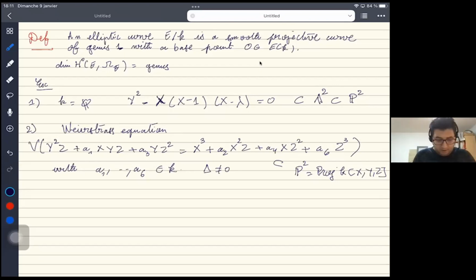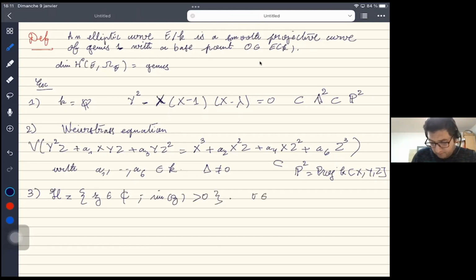The third well-known example comes from a Riemann surface of genus 1. So I will introduce a notation that I will use after. I will take H, the set of complex numbers z such that the imaginary part of z is positive. It's the Poincaré half plane.